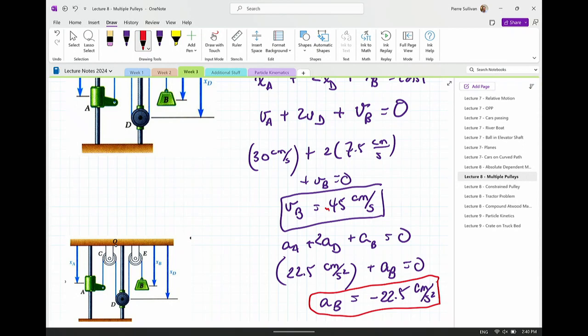Any questions on that one? Go ahead. Why is AD equal to 0? Oh, it's constant. You were told at the beginning of the problem that the velocity of D is a constant velocity, and it's dropping at that rate.